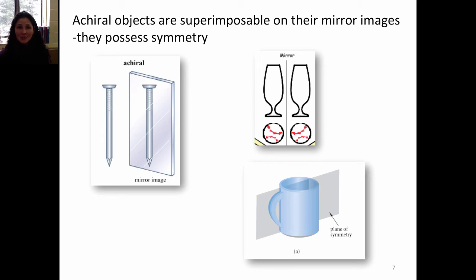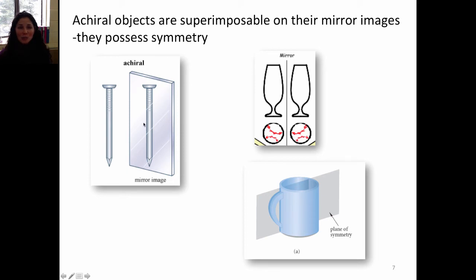They're not handed. Use this nail as an example. Notice that there is a plane of symmetry in the nail. You could divide the nail in half, and one half of it would look exactly like the other. Therefore, when you have a mirror image of that nail, the mirror image would be exactly the same as the nail and would be superimposable. You could take this mirror image and line it up exactly with the original object.